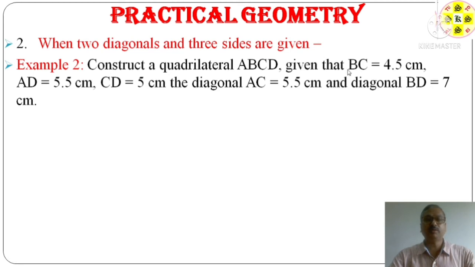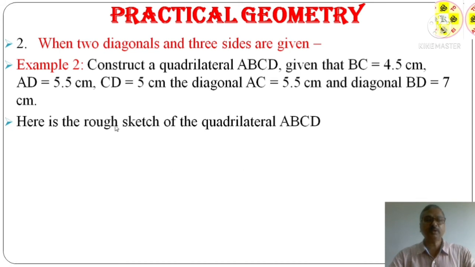This is the example. Construct a quadrilateral ABCD given BC equal to 4.5 cm, AD equal to 5.5 cm, CD equal to 5 cm, diagonal AC 5.5 cm and diagonal BD. Here it is mentioned both diagonals, AC and BD. Since ABCD is a quadrilateral, AC is a diagonal and BD is the other diagonal.